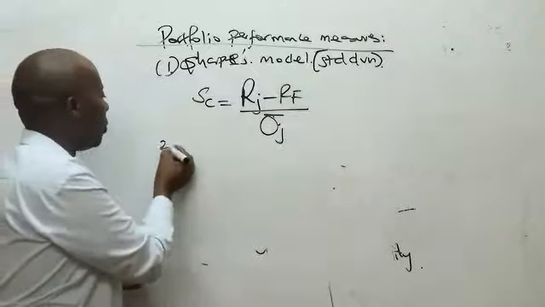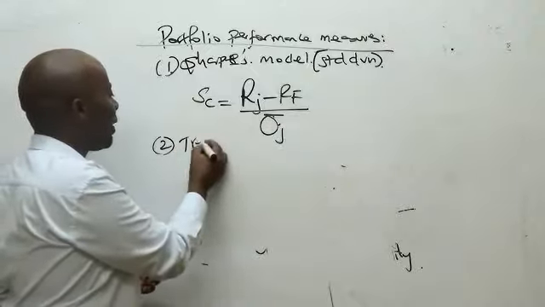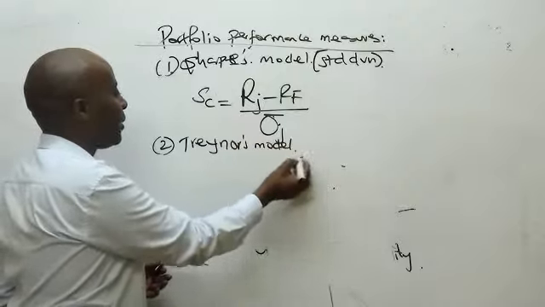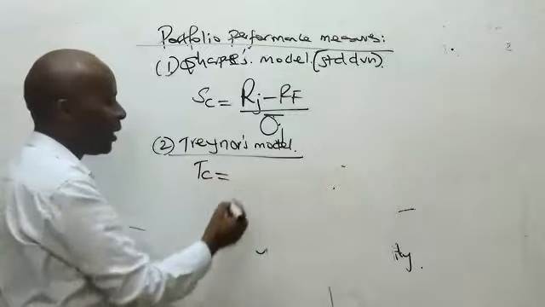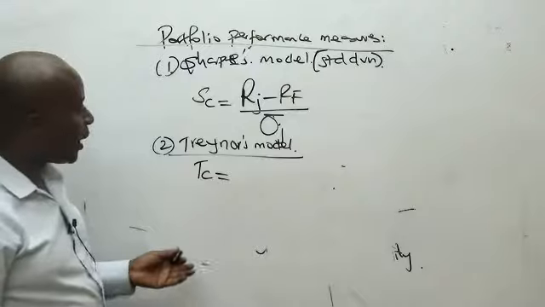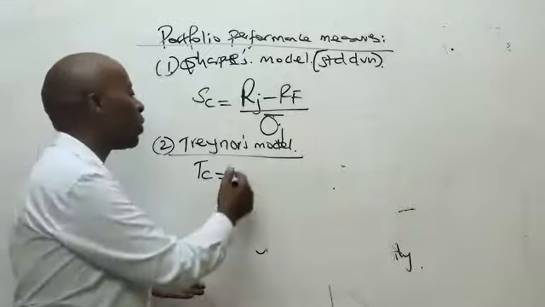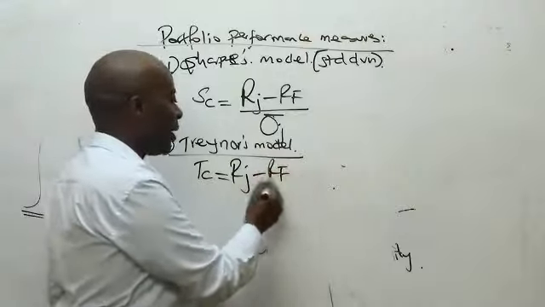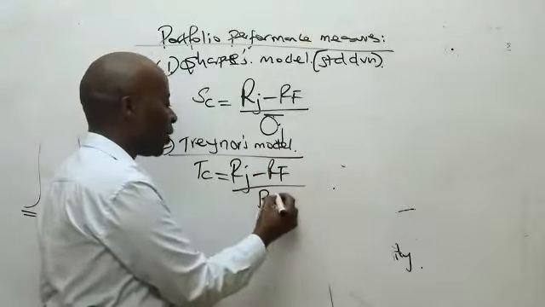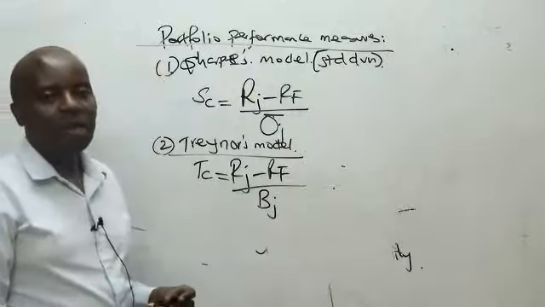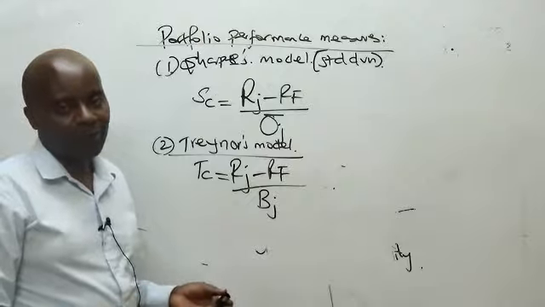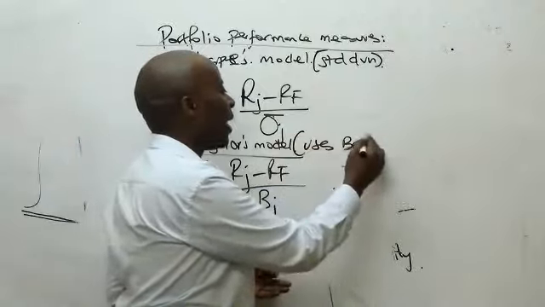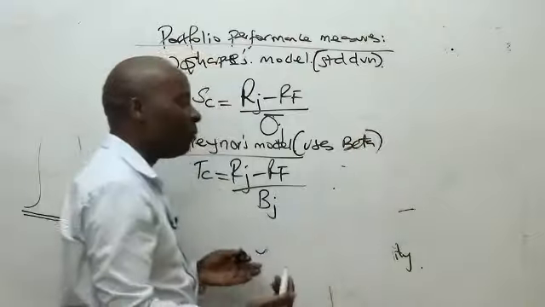And then number two, they spoke about the Treynor's model, where we have the TC, Treynor's coefficient. Again, we shall talk about RJ, it could be RS, RJ minus risk-free, all over, this time around Treynor's makes use of beta J. Treynor's model uses the beta of a security.